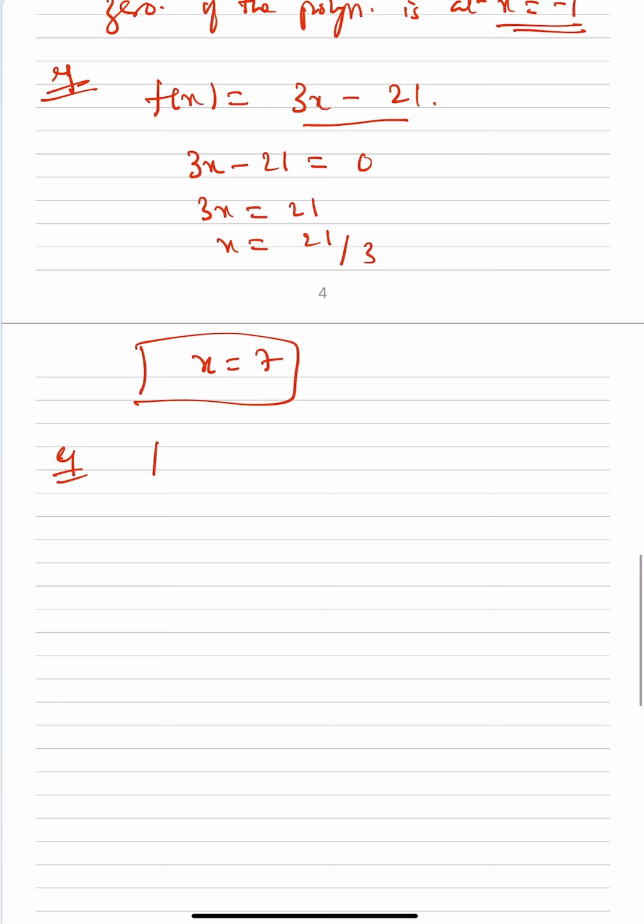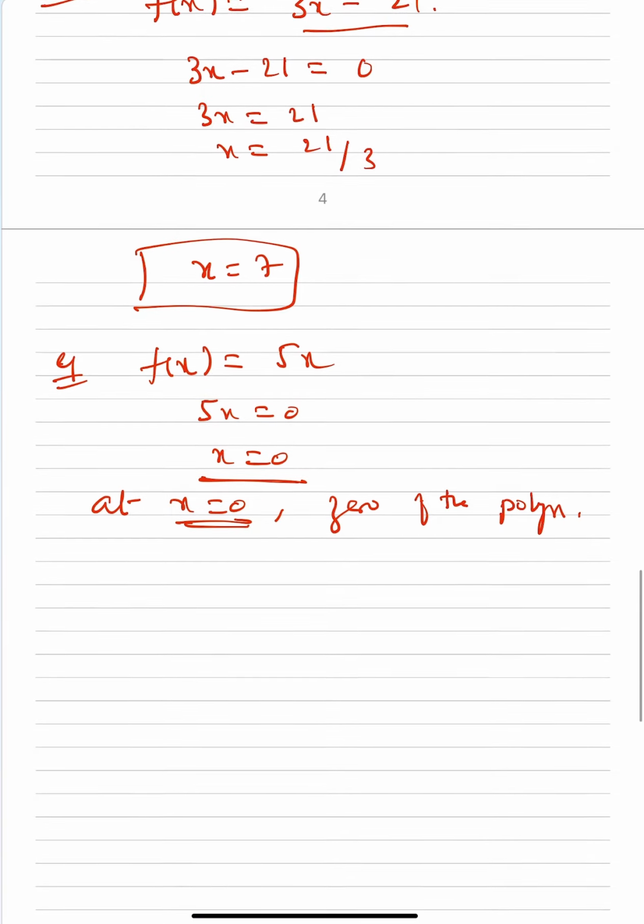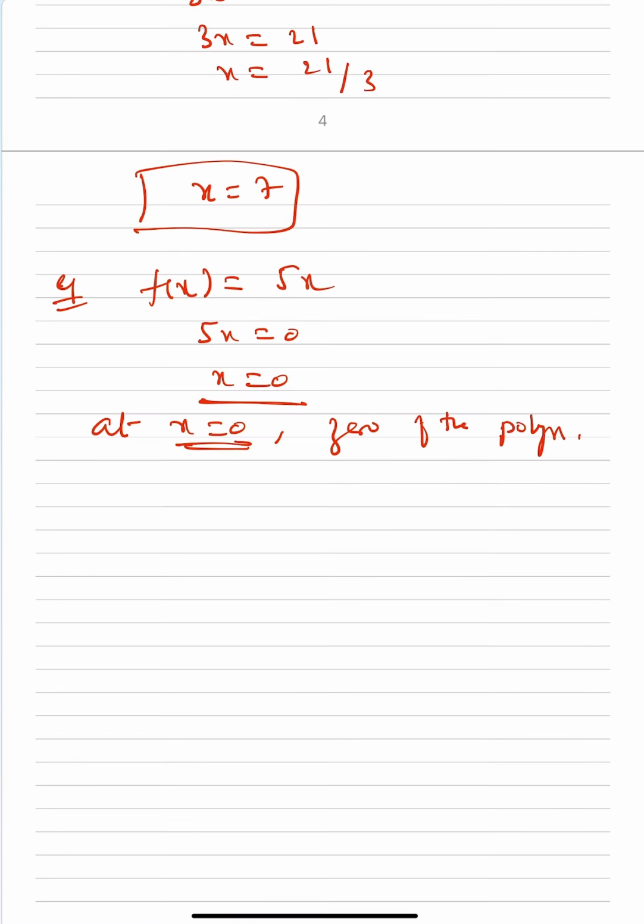Suppose I give you one more example, that f of x is equal to 5x. Then you will take 5x is equal to 0. So x is equal to 0. So at x is equal to 0, we get the zero of the polynomial. Okay, it is like this. Correct? This is only for linear polynomials.